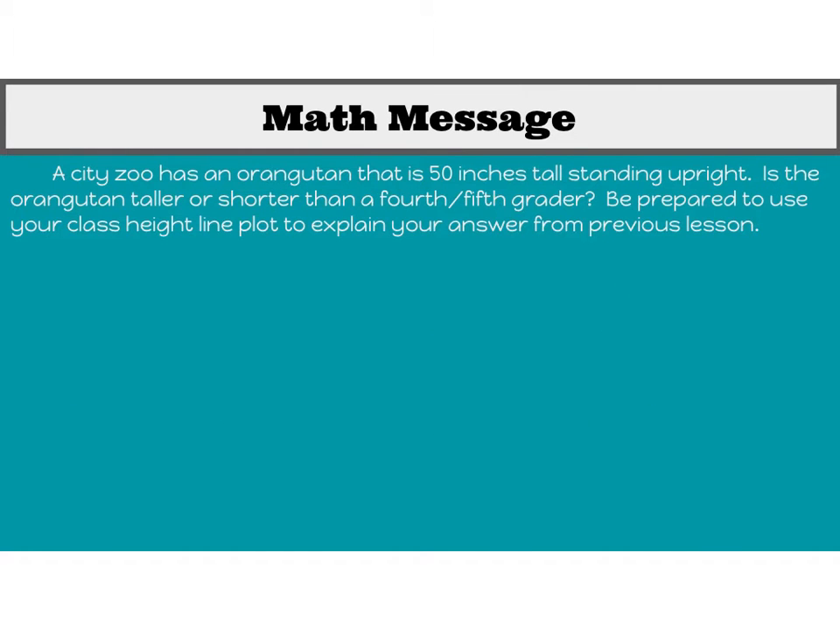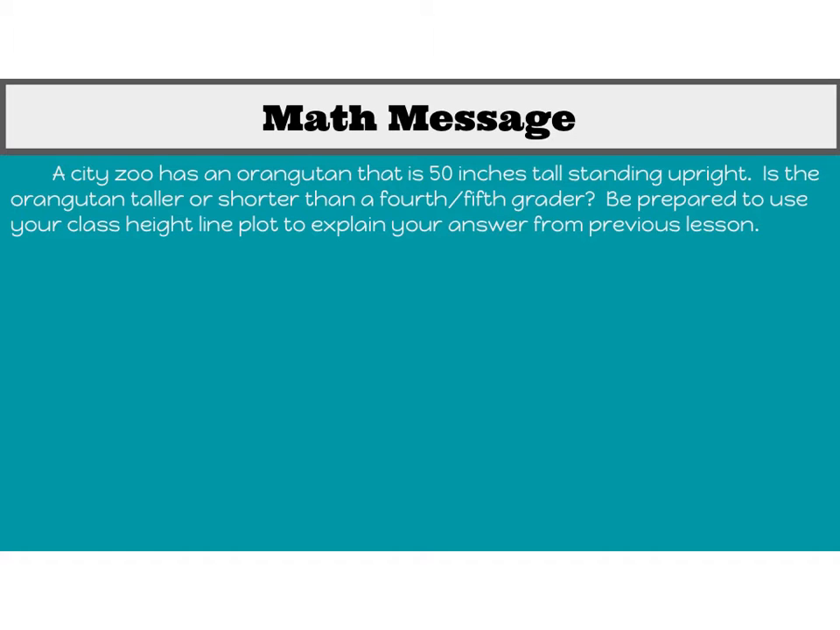Okay, so let's take a look at our math message today. A city zoo has an orangutan that is 50 inches tall, standing upright. Is the orangutan taller or shorter than a 4th or 5th grader? Be prepared to use your class height line plot to explain your answer from the previous lesson. Go ahead and pause your video and write your response.